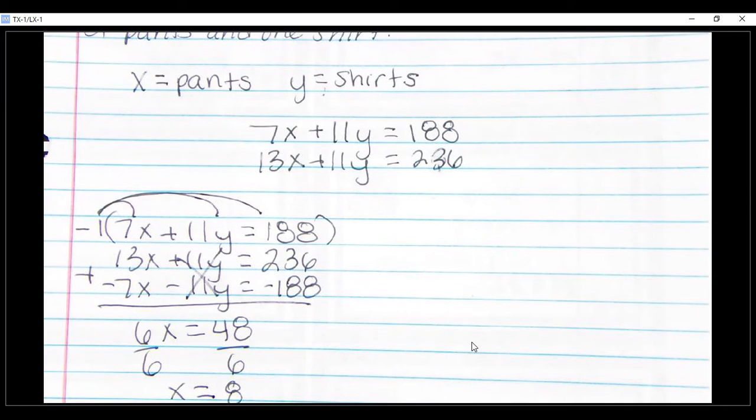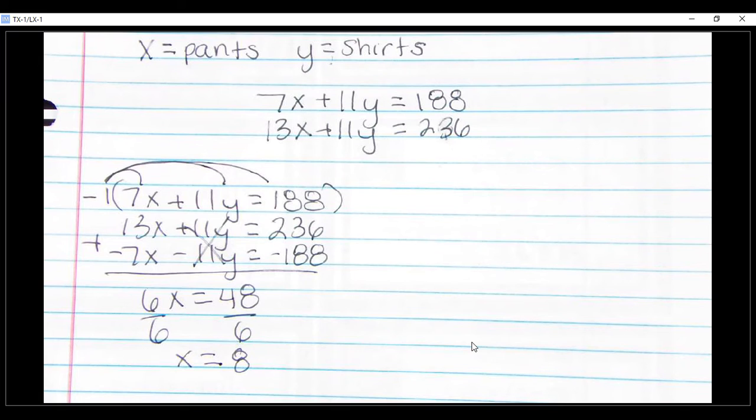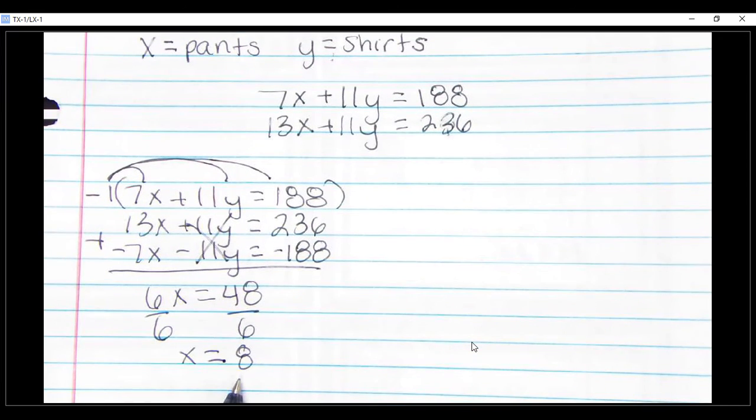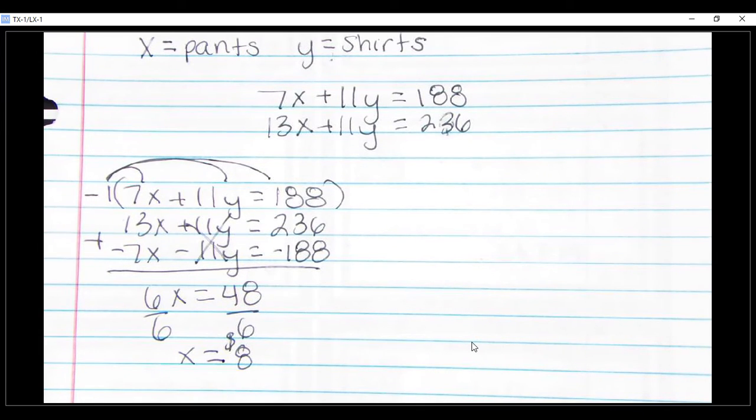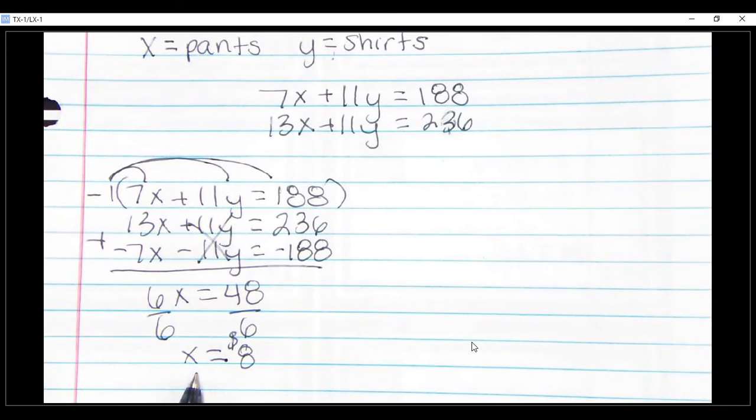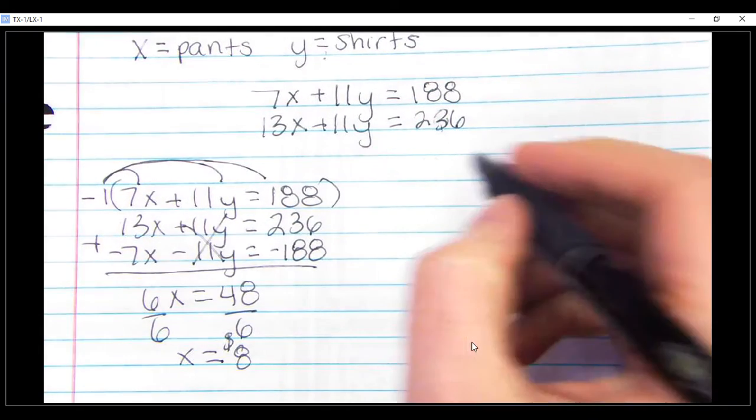Now this is where it's very important for you to know what your variables equal, because if I just had x is equal to 8 and I didn't identify what they were, I wouldn't know if it's a shirt or pants. And I can say now that x is going to be pants. So that's going to be my price of pants. And then I have to find the price for a top. So I'm going to take what my x equals and plug it into an original equation.